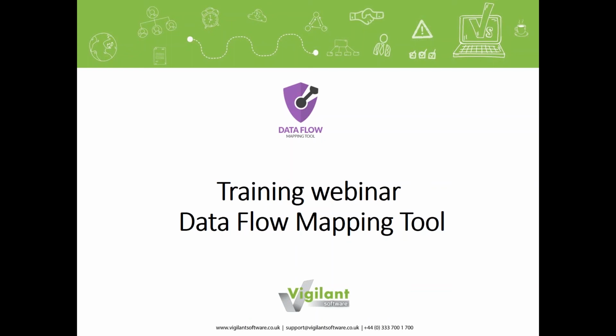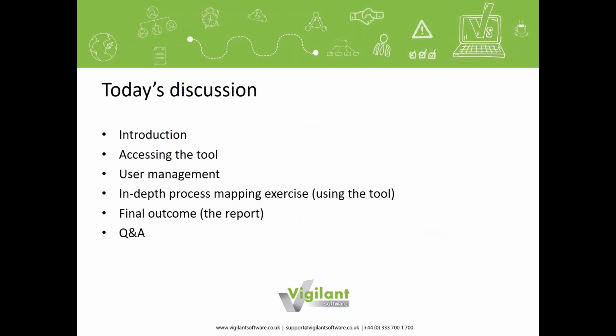So we're just going to run through some slides just to give you an introduction as to what we're going to be covering today. And then obviously we're going to move into using the product itself. And then, as I mentioned, going through some new additional Article 30 parts that we've added onto the data mapping tool as well. So today's discussion, we're going to be running through an introduction. We're then going to show you how to access the tool and then subsequently the user management off the back of that. We're then going to go through an in-depth process mapping exercise, and that's actually going to be using the tool from my side here. The final outcome, which is ultimately going to be the report that we're going to be able to produce, and then finally towards the end, a Q&A.